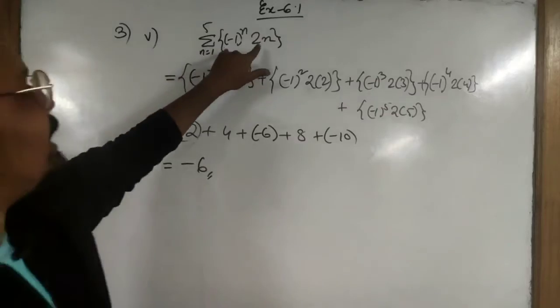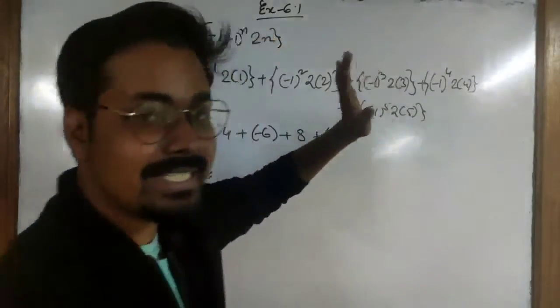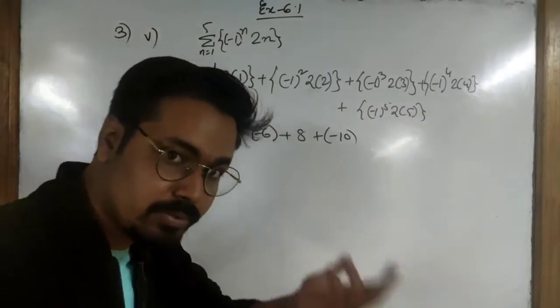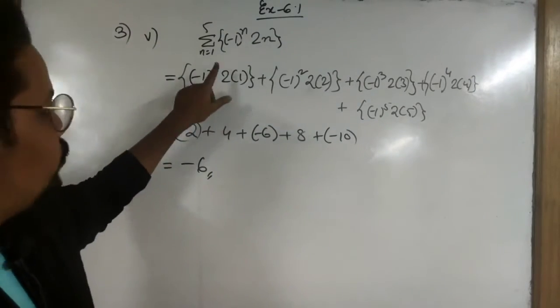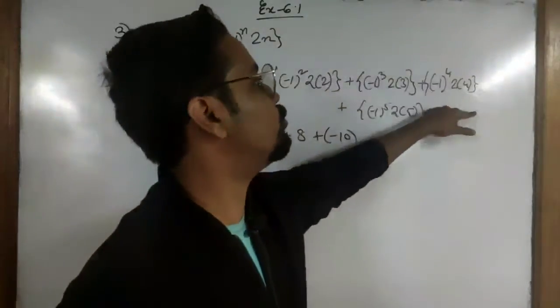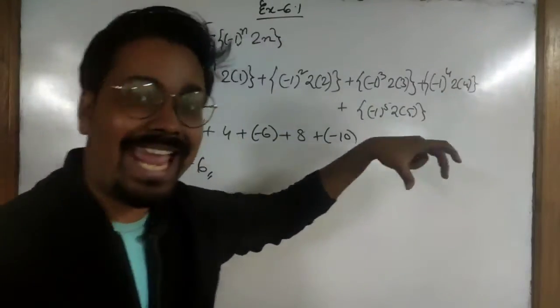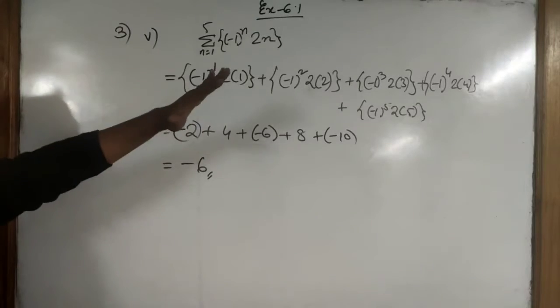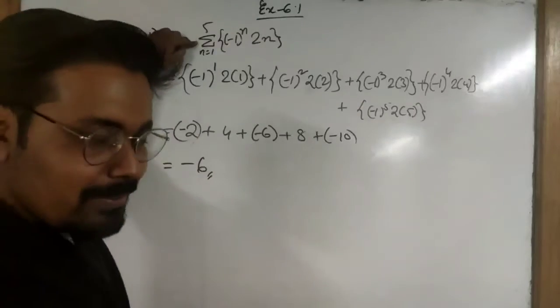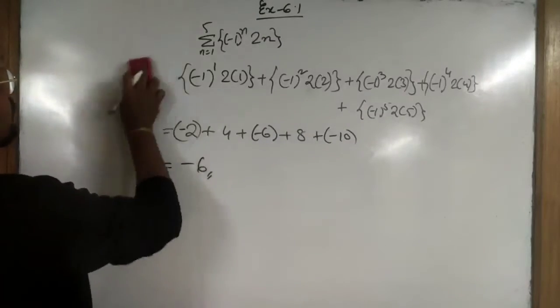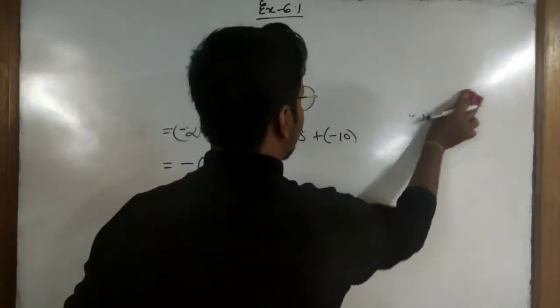You keep on writing the same term again and again, changing the value of n according to the term. What is the number of the term? If it is the first term, put 1, second term 2, third term 3, fourth term 4, fifth term 5. Whatever term you have, put that value in place of n and then sum them up, because summation means addition. So we'll sum them up and we'll get the value. So that's all with number 3.